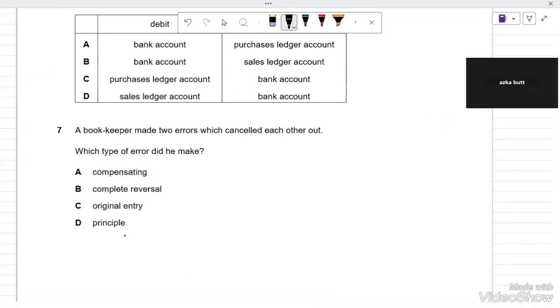Okay, so now let's see question number 7. A bookkeeper made two errors which cancelled each other out. Which type of error did he make? Basically this seems to be the compensating error, because it involves two independent errors that offset each other. So A option is the right option.